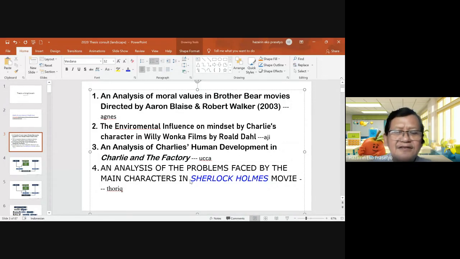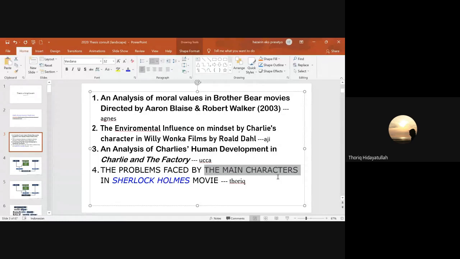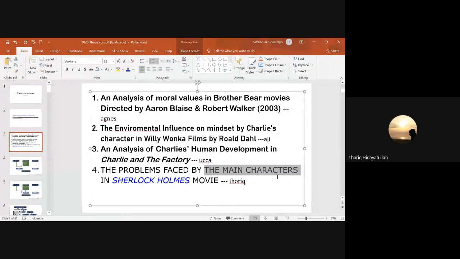Okay. Can you see the screen? Okay, sir. Well, as I told you before, analysis should be related. Well, how many main characters are you going to analyze? Because you write here the main characters. It means more than one. How many main characters are you going to analyze? Sorry. 1, 2, 3, 4. I think 2, sir. 2, okay. And the two characters are the main characters, Sherlock Holmes and? And I forgot the name. I forgot the name.